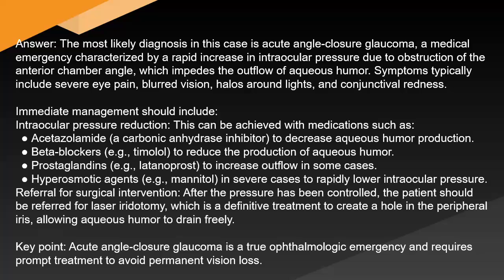Immediate management should include intraocular pressure reduction. This can be achieved with medications such as acetazolamide, a carbonic anhydrase inhibitor, to decrease aqueous humor production; beta blockers, e.g. timolol, to reduce the production of aqueous humor; prostaglandins, e.g. latanoprost, to increase outflow in some cases; hyperosmotic agents, e.g. mannitol, in severe cases to rapidly lower intraocular pressure; and referral for surgical intervention.